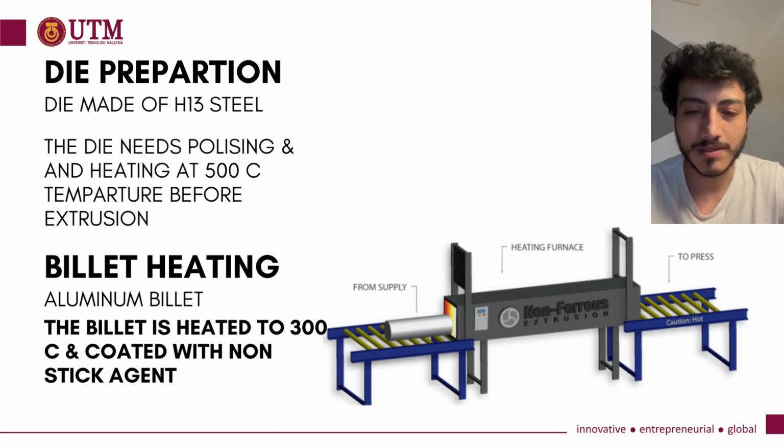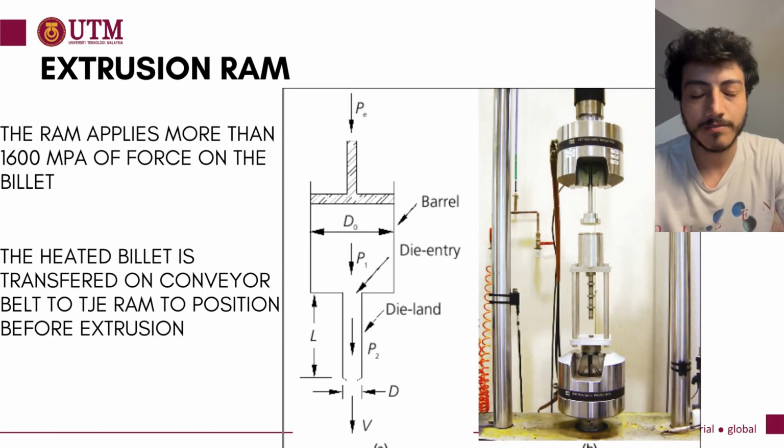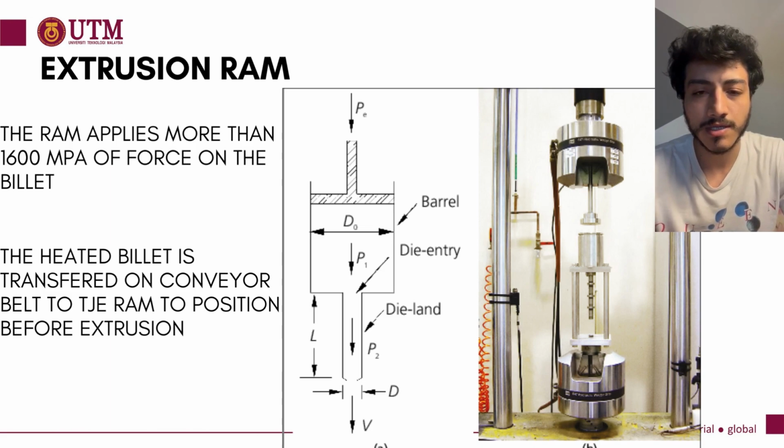Aluminum is used in this experiment. Different aluminum types could be used, but to ensure the aluminum can go through the die, it must be heated in the furnace before being carried to the conveyor belts. After the aluminum pellet is heated, it is positioned before the ram. The ram uses 15,000 tons of force on the pellet in order to push it through the die.